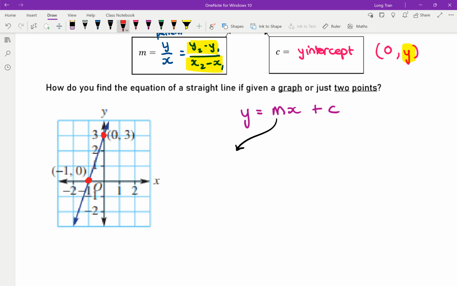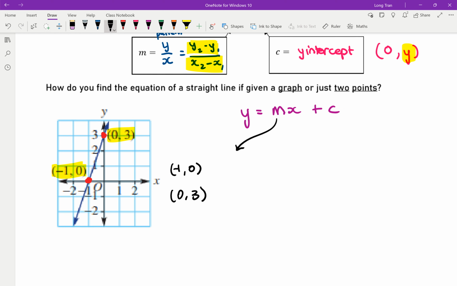Let's have a look. Michael likely chose 2 points. Remember, you only need 2 points to sketch a line and also to tell an equation. Right now we can see there are 2 points: (0, 3) and (-1, 0). So I'm going to write it down. I've got (-1, 0), and I've also got (0, 3).